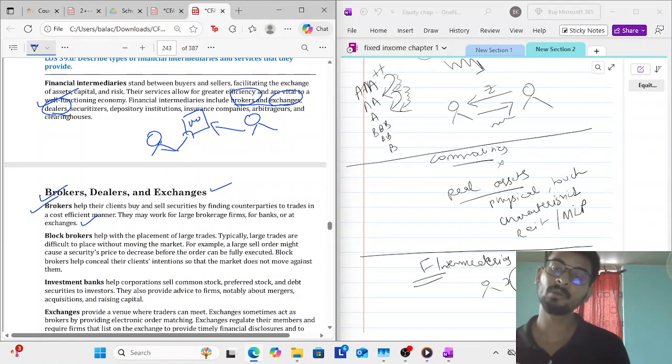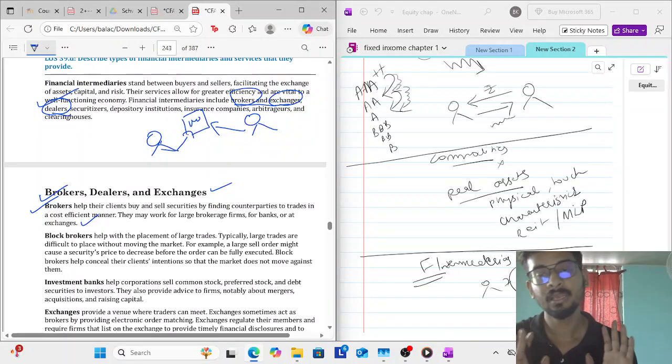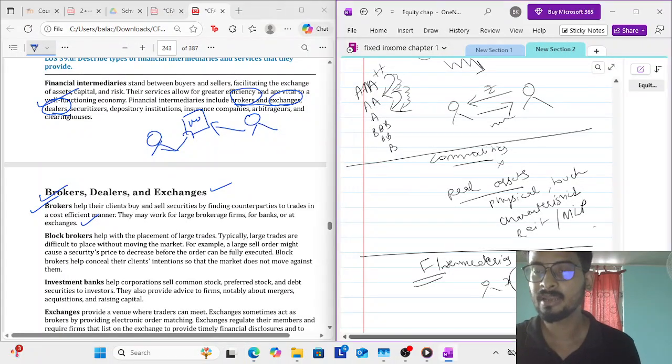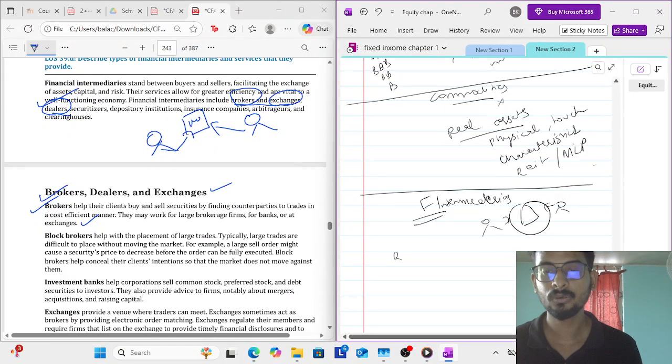Every firm, what do they do? They just find a buyer for a seller and a seller for a buyer in a cost efficient manner for both parties. These are basically financial intermediaries. So a broker is the one who just finds the other counterparty in a cost efficient manner.